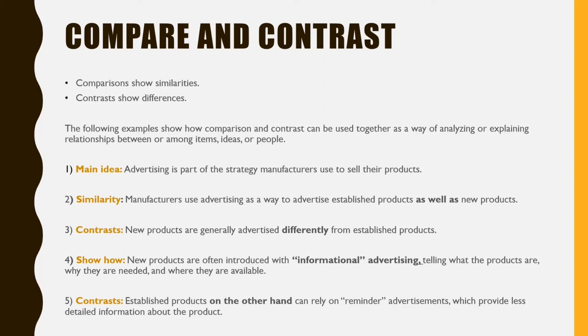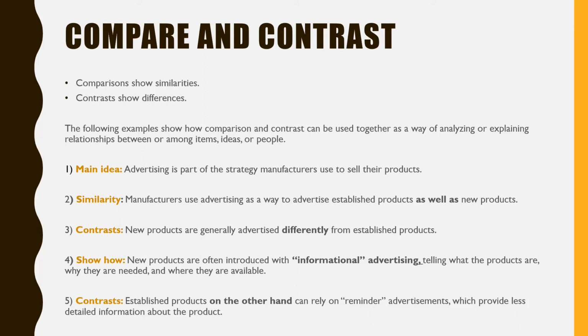Number one is the main idea. Advertising is part of the strategy manufacturers use to sell their products. Number two, similarity. Manufacturers use advertising as a way to advertise established products as well as new products. Number three, contrasts. New products are generally advertised differently from established products.